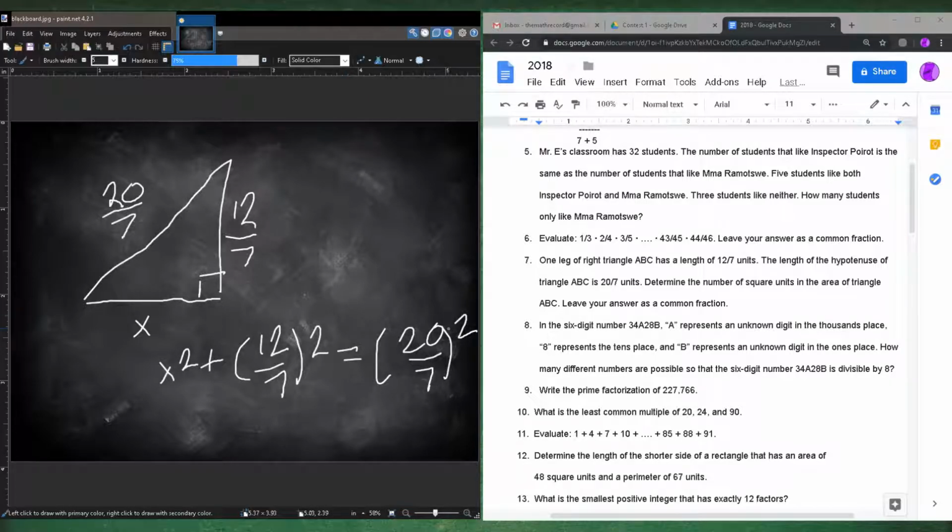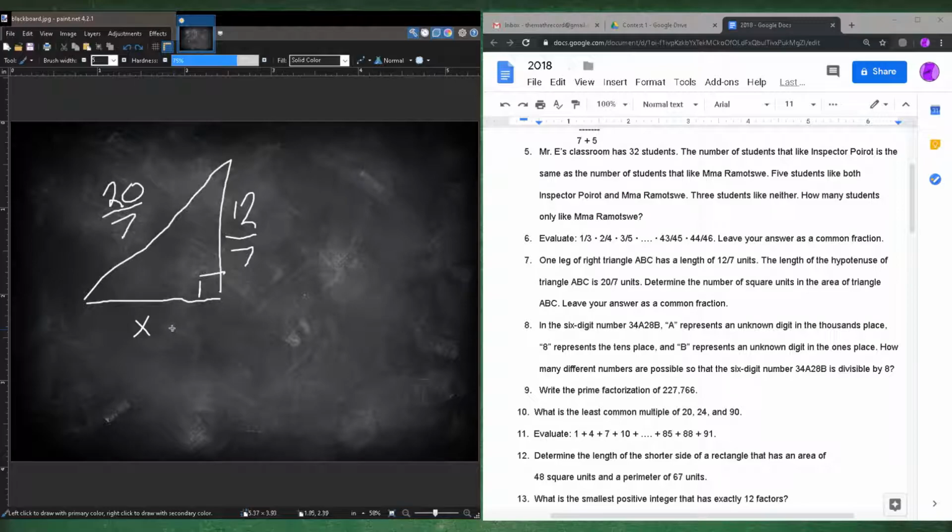So you get 20 divided by 7 squared, and then 12 divided by 7 squared, and then you subtract those two, and then you square root it, and you get 16 over 7 as your x. Okay, so x is equal to 16 over 7.